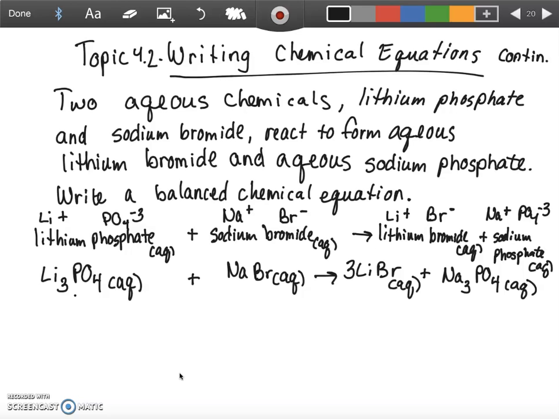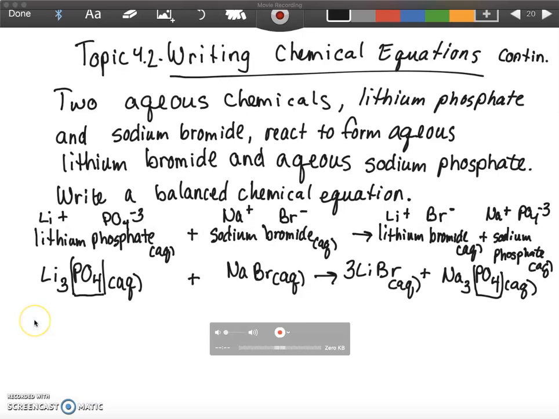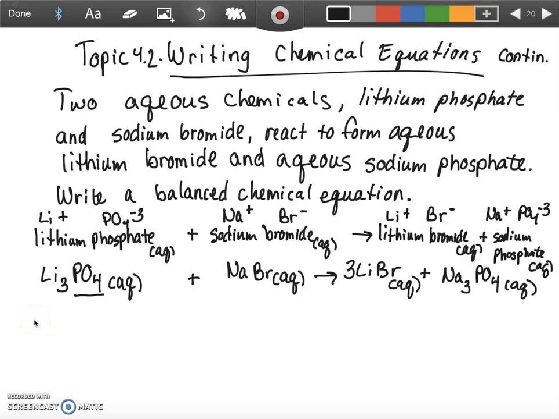Okay, this PO4, that is a polyatomic ion. We're going to consider that one whole group. I'm not going to look at the P separate or the O separate. It's PO4, one whole group. I have one whole PO4 here, and then one whole PO4 over here. They are balanced. They are good. Same amounts of PO4.